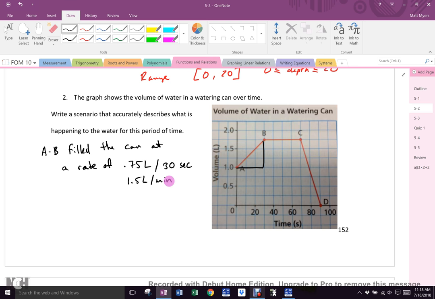Does everybody understand the difference between there was 1.1 liter and then there was 1.75 liters? Everybody see the difference? The first one, that's what happened. The second one explains why. Is everybody good? Okay, what happened from B to C?